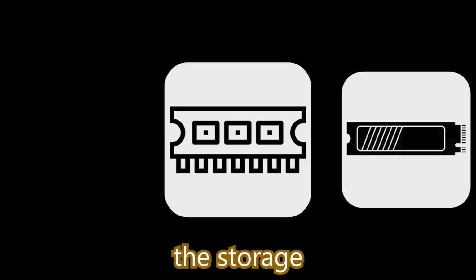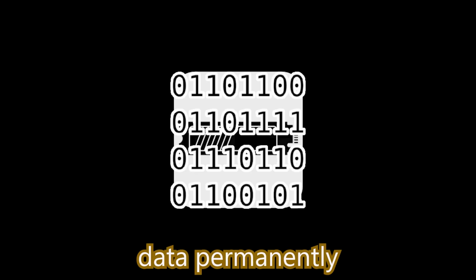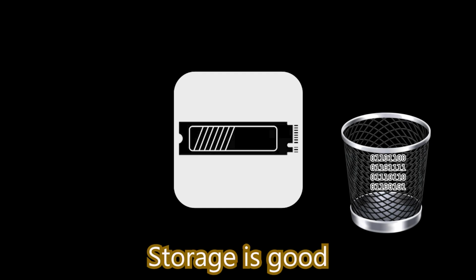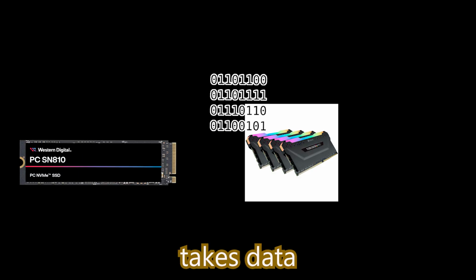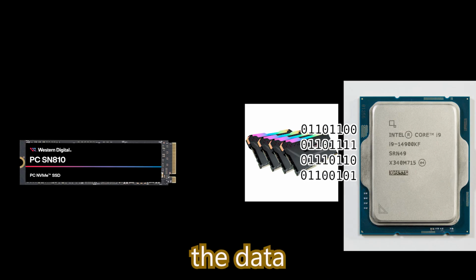This is where the storage comes in. The storage stores data permanently until you delete it. Storage is good for storing lots of data, but it's slow, so RAM takes data from this, so your CPU can get the data much faster.